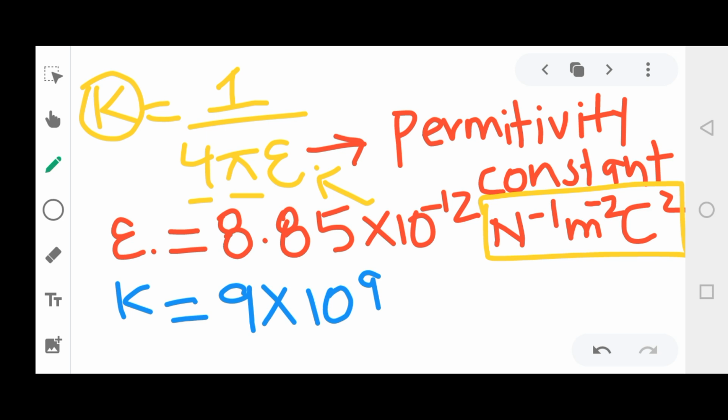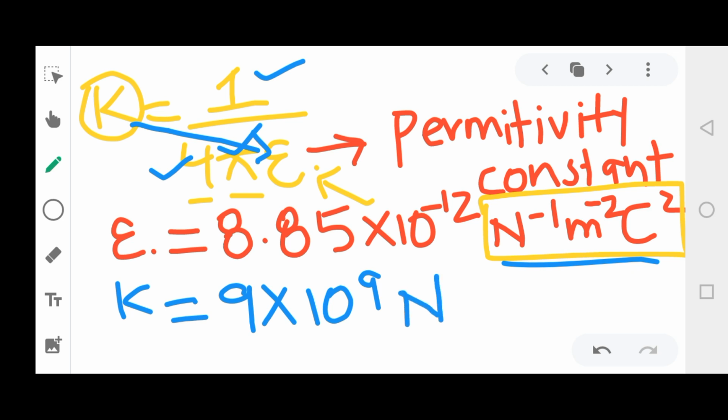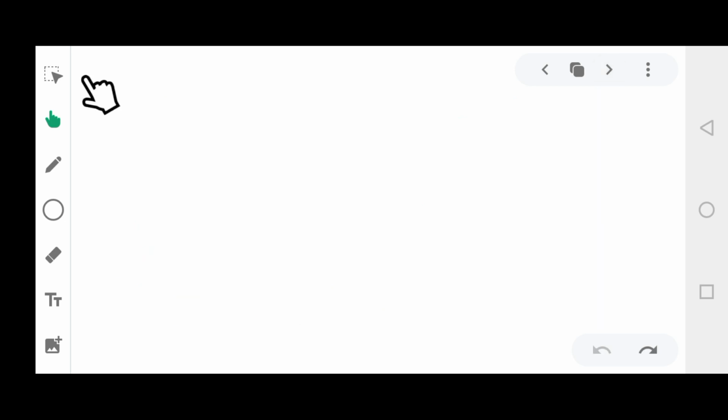As we see in the formula, k and epsilon naught are inversely proportional, and the other things are also constant. So the unit of k will be the inverse of the unit of epsilon naught. The unit of k will be Newton, meter square, Coulomb minus 2. So this is the value of k. Now moving forward, how can we derive the unit of this constant k?